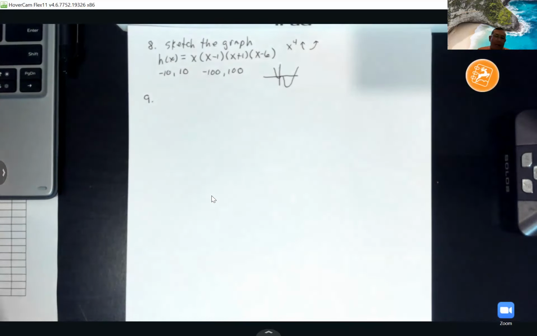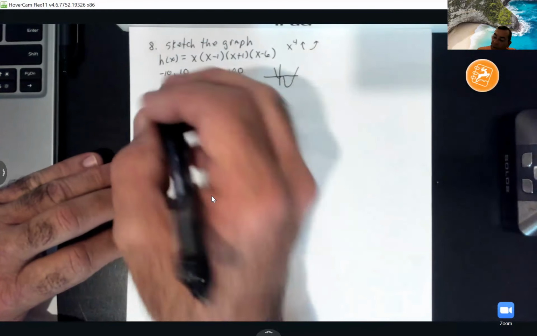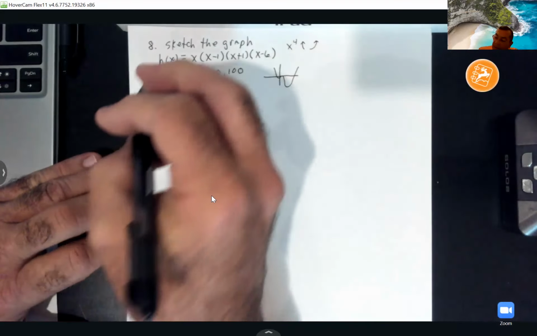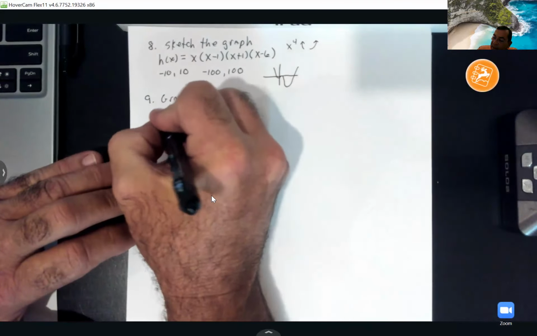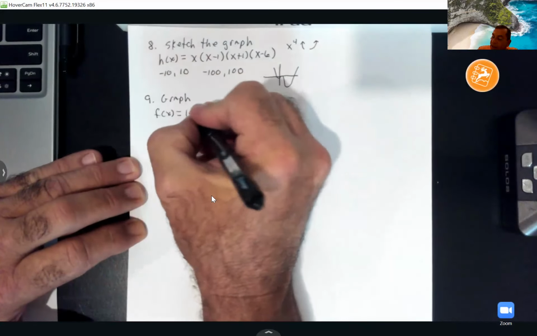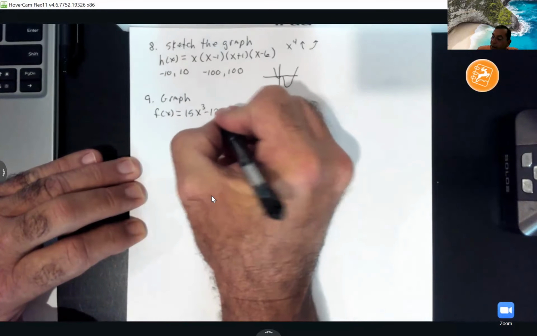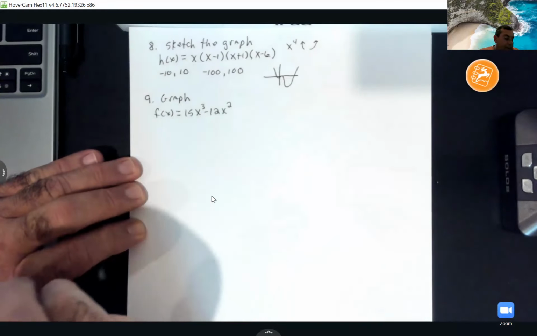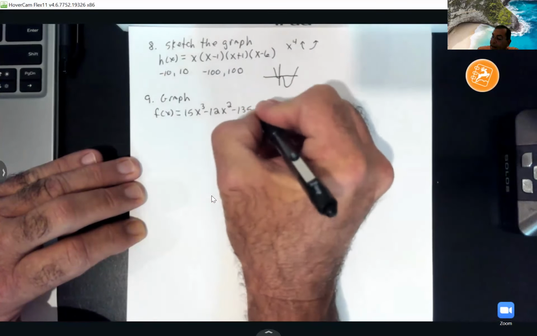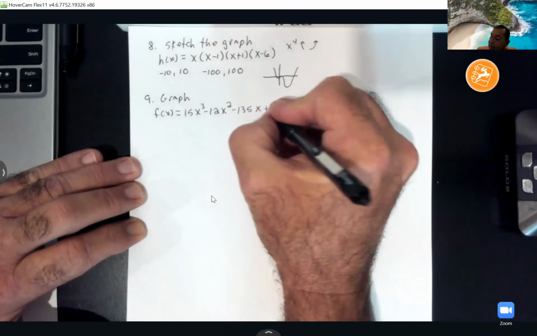See, number 9's the same thing. They want us to graph this one. This one is f of x equals 15x to the third minus 12x squared minus 135x plus 108.